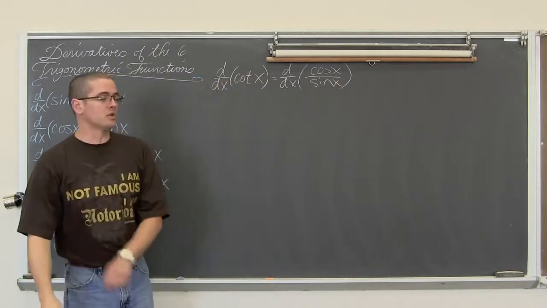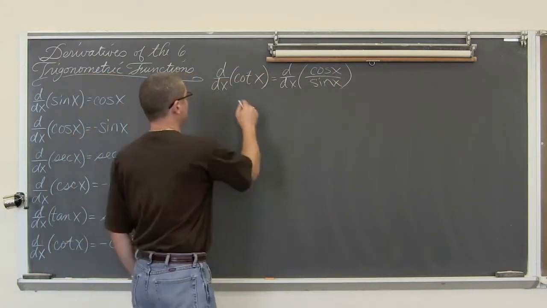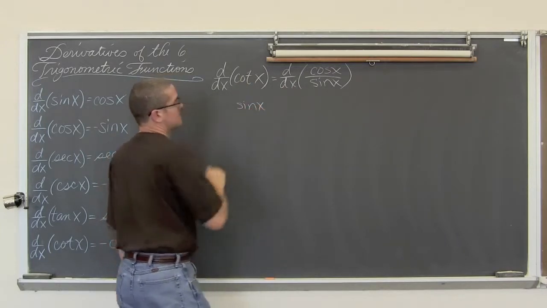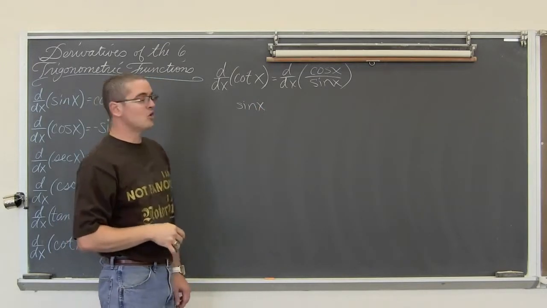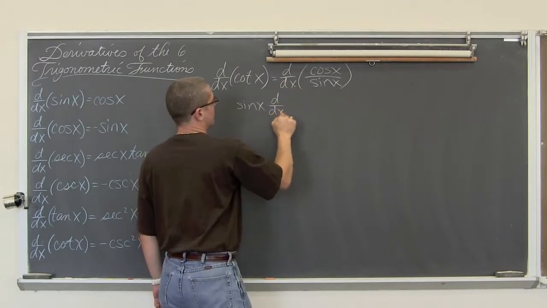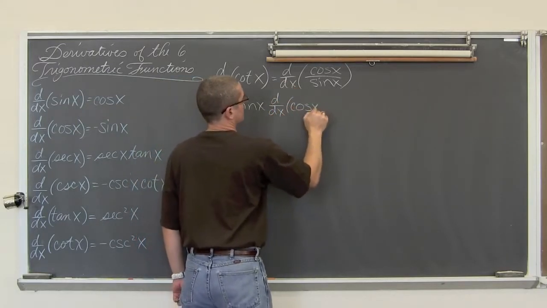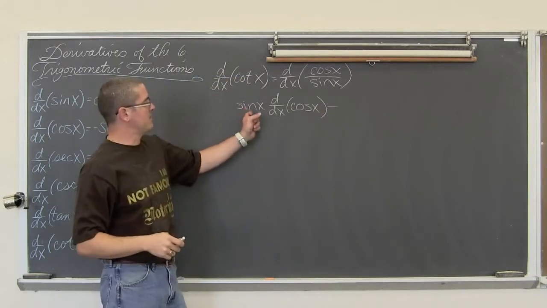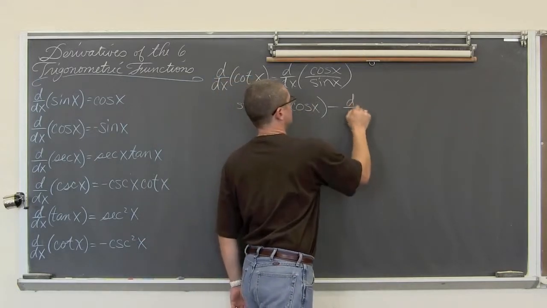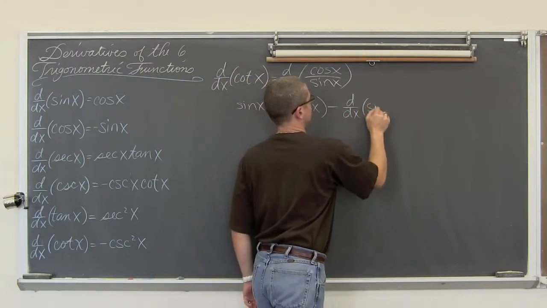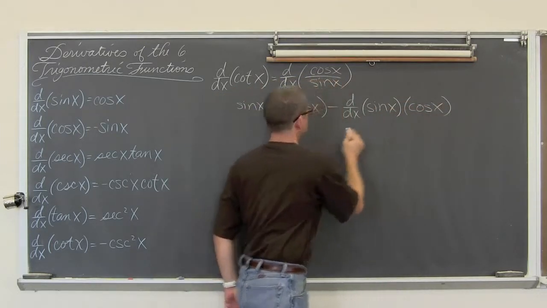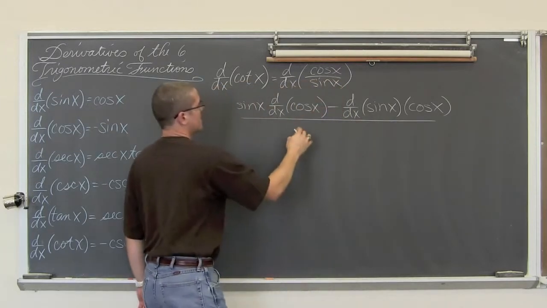And that means we're going to need the quotient rule again. So that is going to be equal to the denominator, so sine x, times the derivative of the numerator, well, let's just write that out: the derivative with respect to x of cosine x, minus, okay, so it was denominator times derivative of the numerator. Now it's the derivative of the denominator times the numerator, all over the denominator squared.